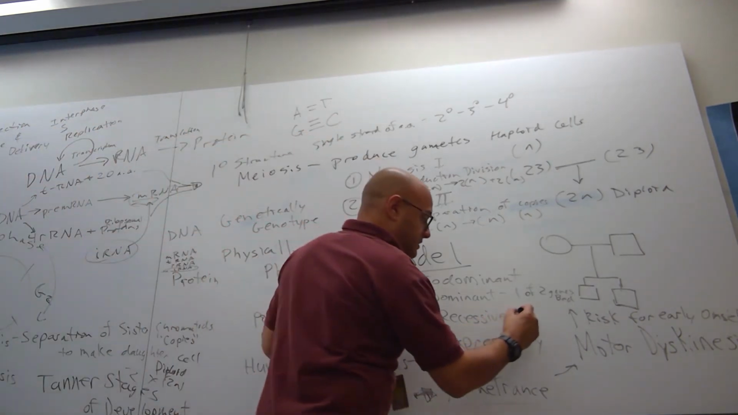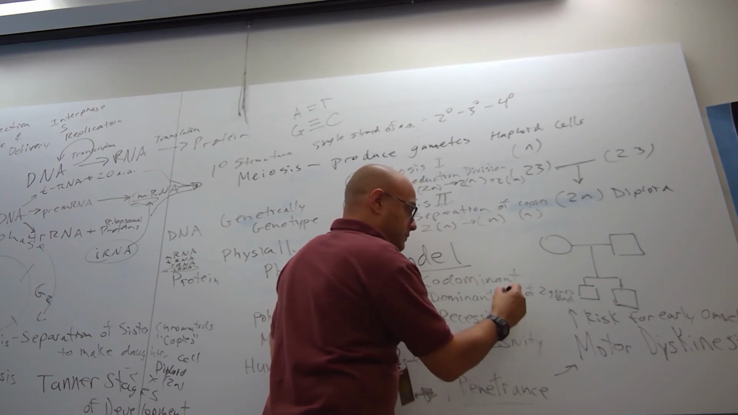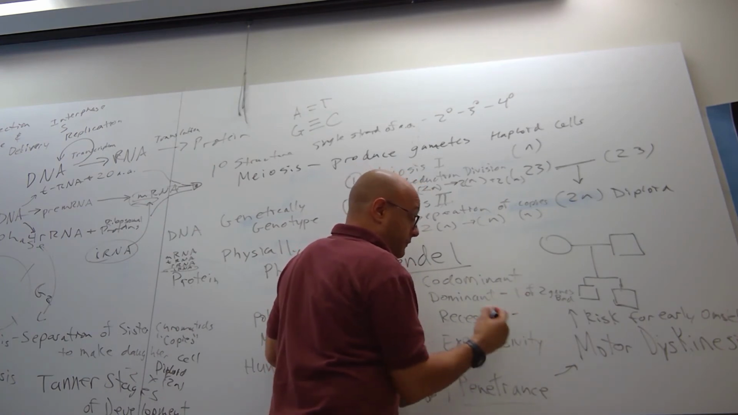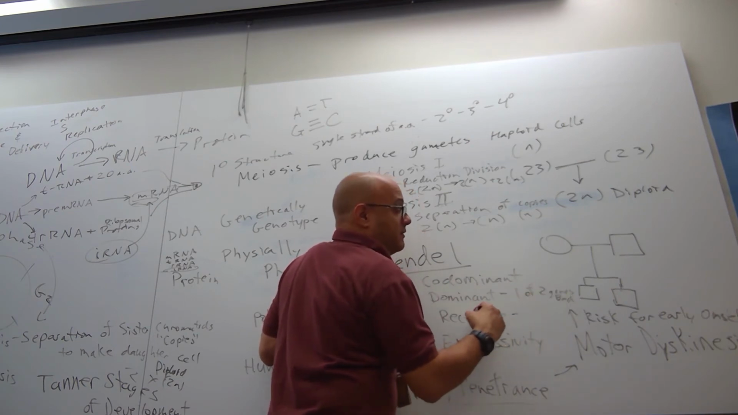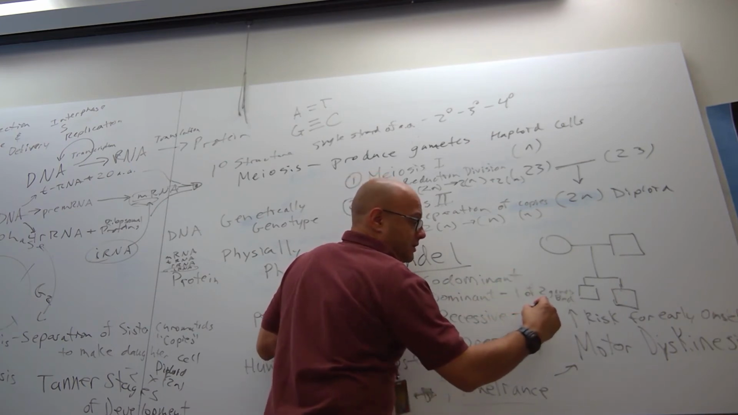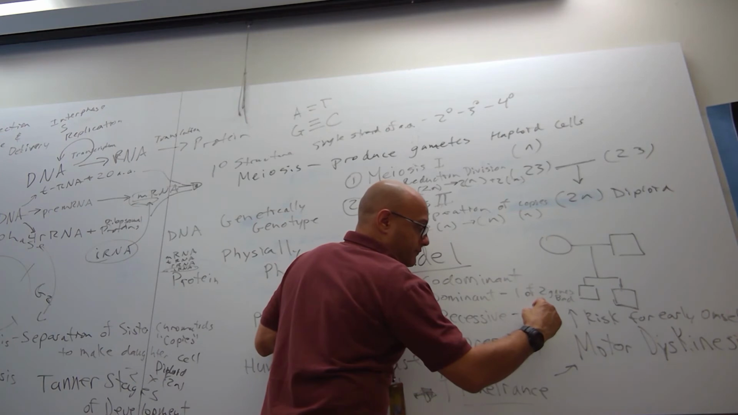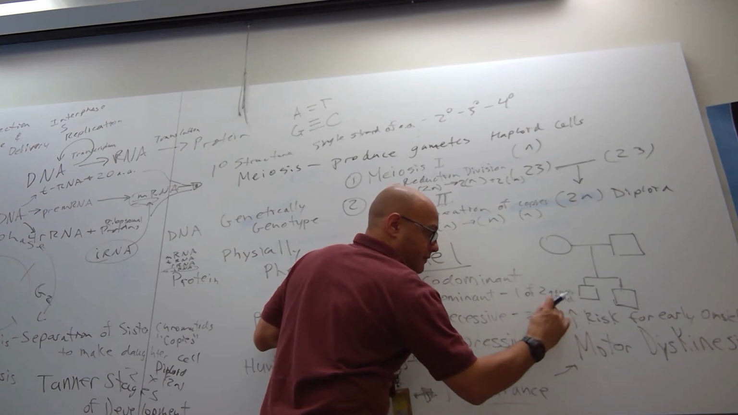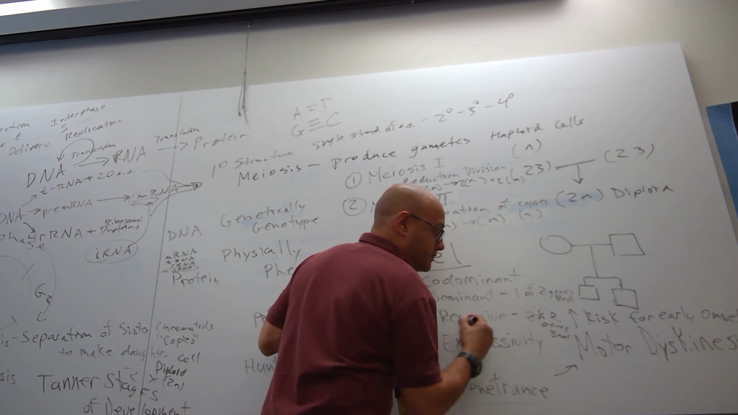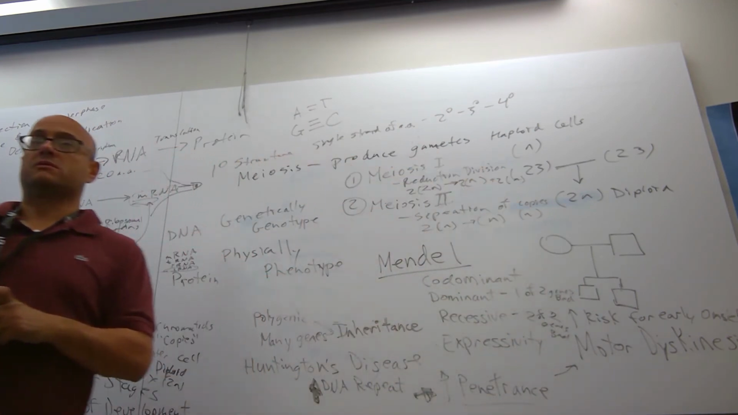Then in a recessive system, for dominant diseases, you need 1 of 2 genes to be bad. For recessive diseases, you'll need 2 of 2 genes to be bad. Sorry, you'll need both genes that you inherit to be bad to develop the disease.